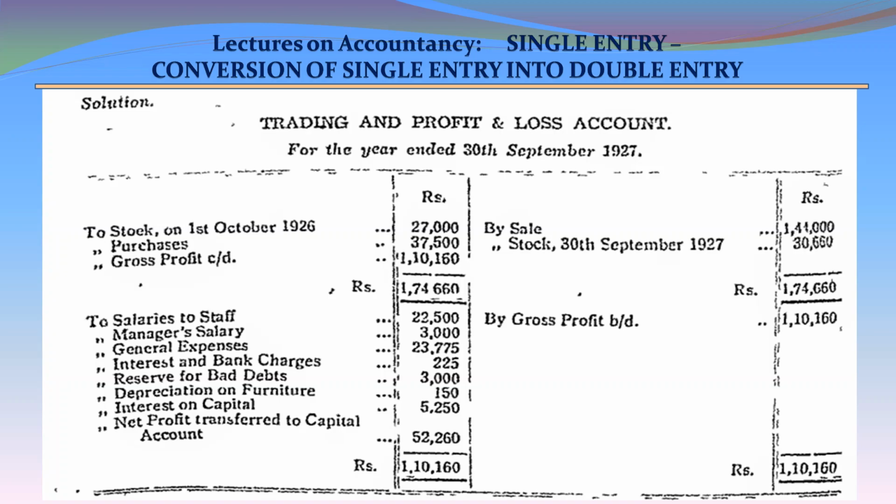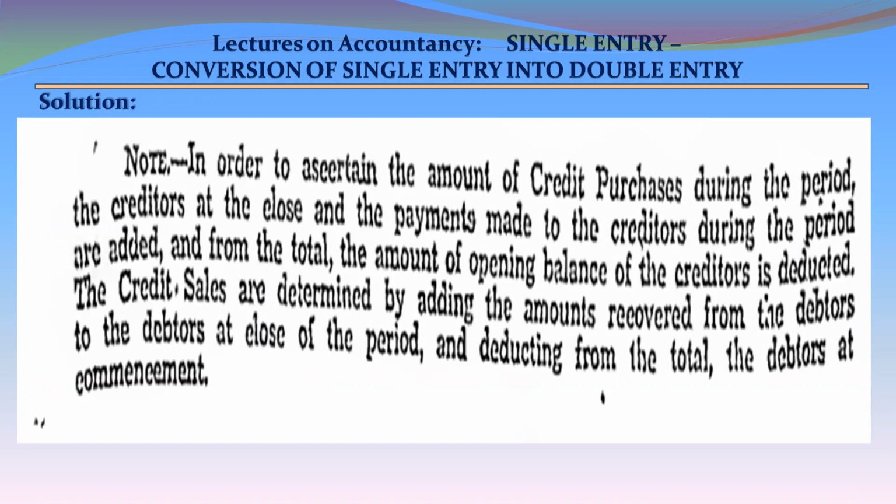And the expenses in the profit and loss account are: salaries to staff 22,500, manager's salary 3,000, general expenses 23,775, interest and bank charges 225, reserve for bad debts 3,000, depreciation on furniture 150, interest on capital 5,250. Net profit transferred to capital account is 52,260.